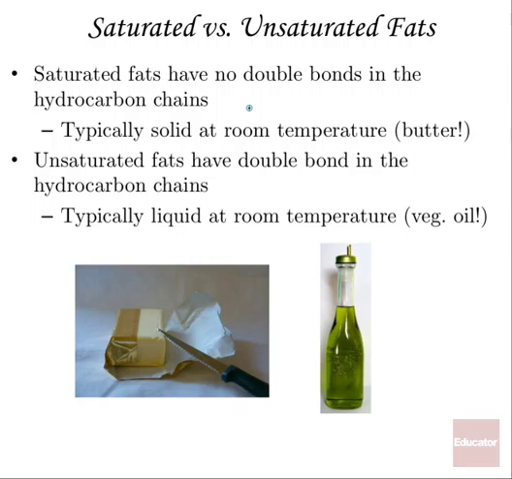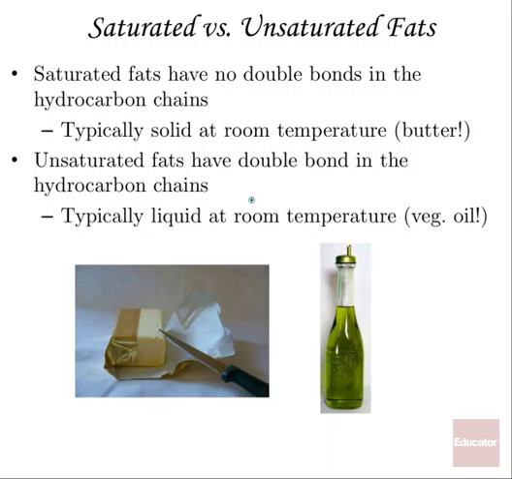So saturated fats are typically solid at room temperature, like butter. So why is butter solid? It's because of the saturated fat that you typically get from animal tissue. And if you have a lot of those saturated fats stacked closely together, they will be denser, they will be more solid. Unlike unsaturated fats, which have at least one double bond in the hydrocarbon chains, and the double bonds make it kink.